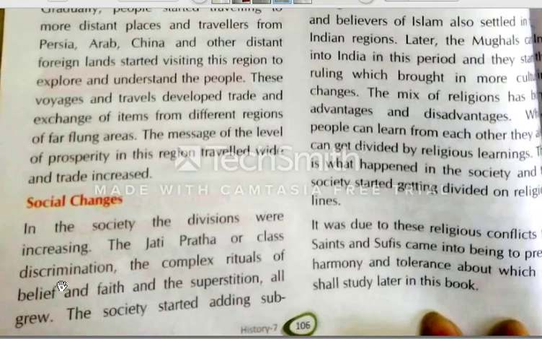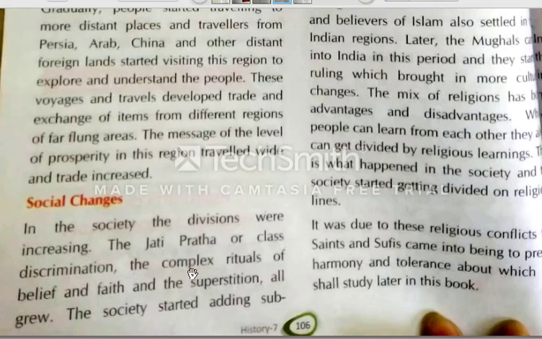First is discrimination. What is discrimination? Discrimination means partiality. Partiality means, in Hindi, we will call it भेदभाव करना. It means jati pratha and class discrimination started.